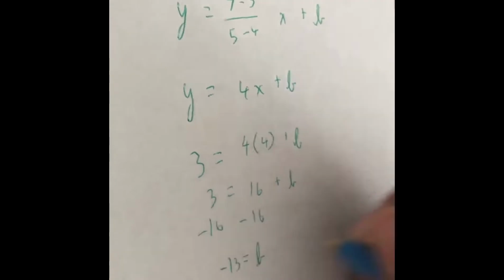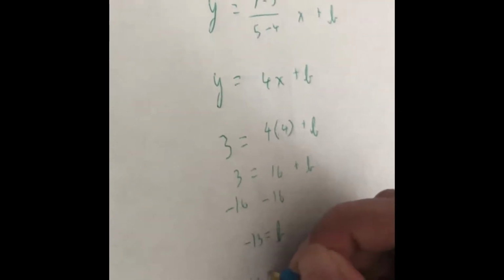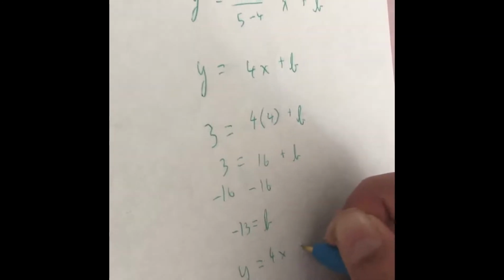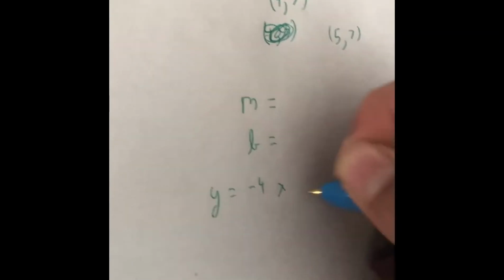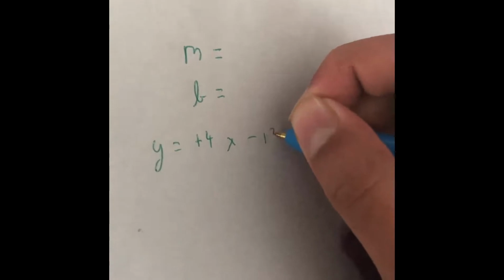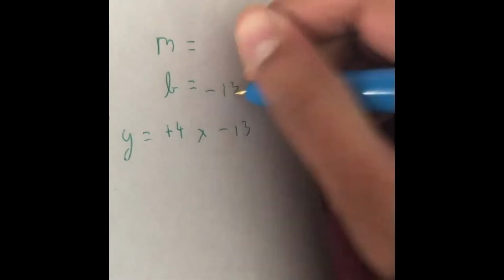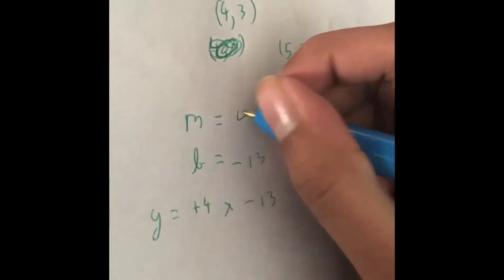negative 13. So if you put it all together, it equals y equals 4x subtract 13. So this will be your answer over here. Subtract 4, plus 4, subtract 13, and b is over here, negative 13, and m, which you found right here, is going to be 4.